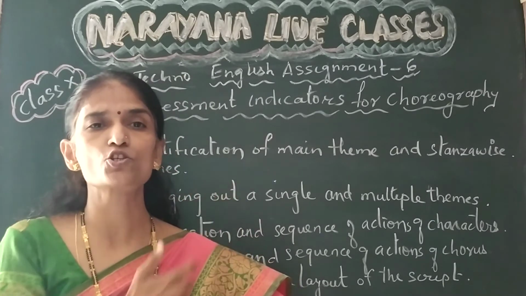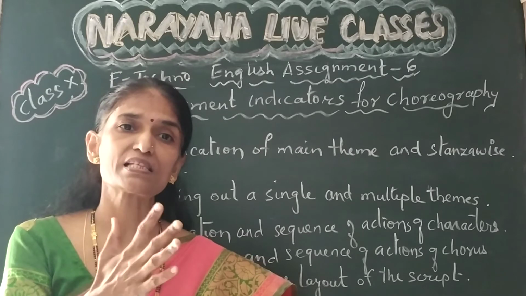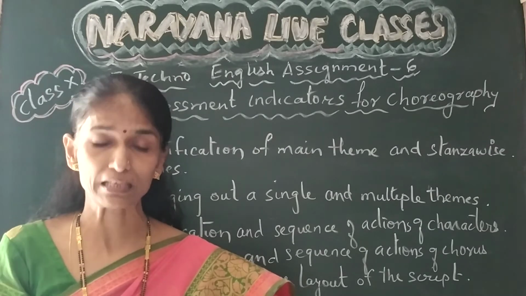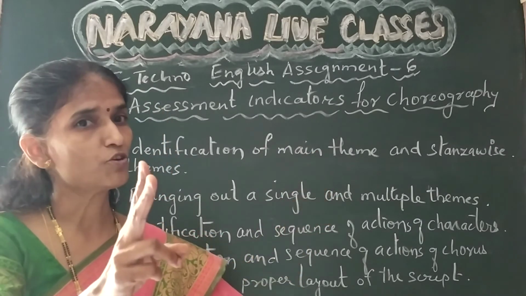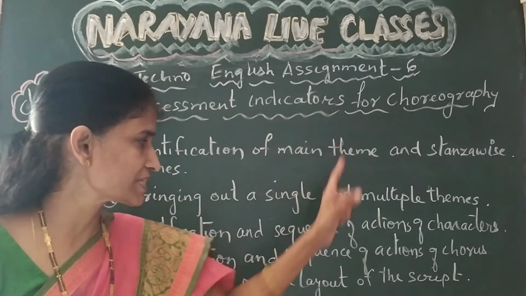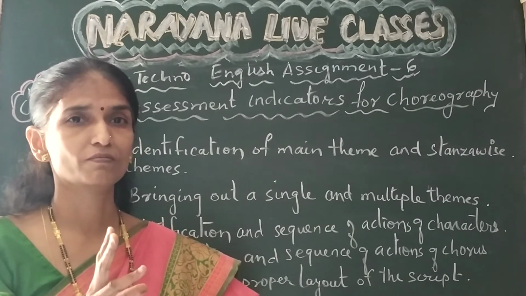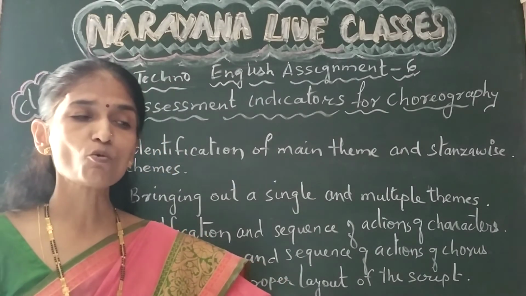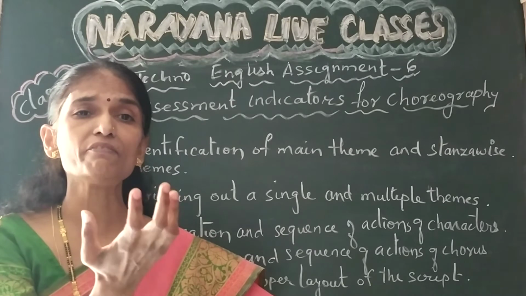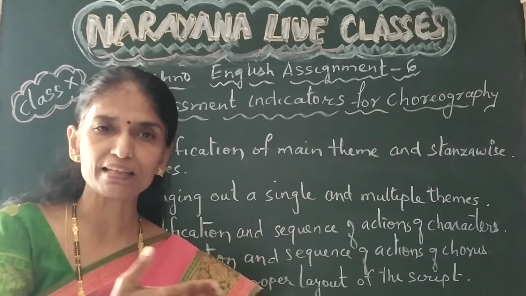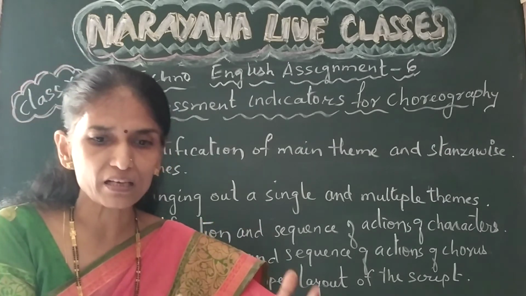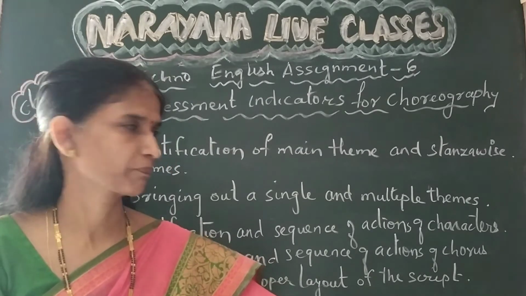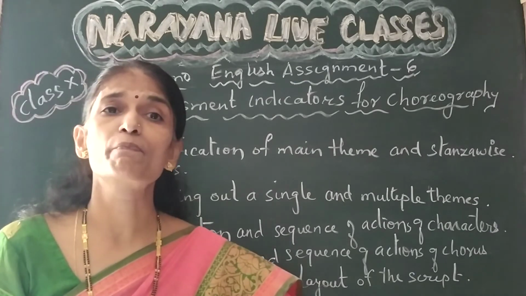Now, a quick discussion on the assessment indicators. We have 5 assessment indicators for choreography script, and each assessment indicator is for 2 marks. If you follow these assessment indicators, then 2 marks are in your pocket. First, identification of the main theme and stanza-wise theme. When you study a poem to be choreographed, identify the central theme and then the stanza-wise theme. Because accordingly, we set the location, we set the sequence of actions for the characters in the poem.